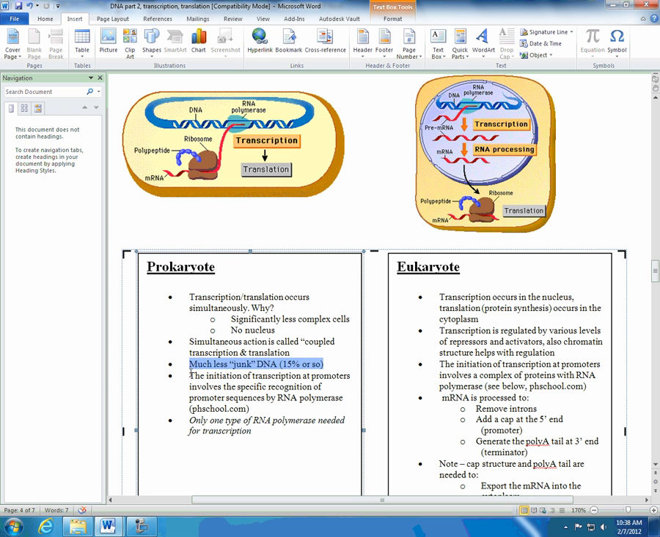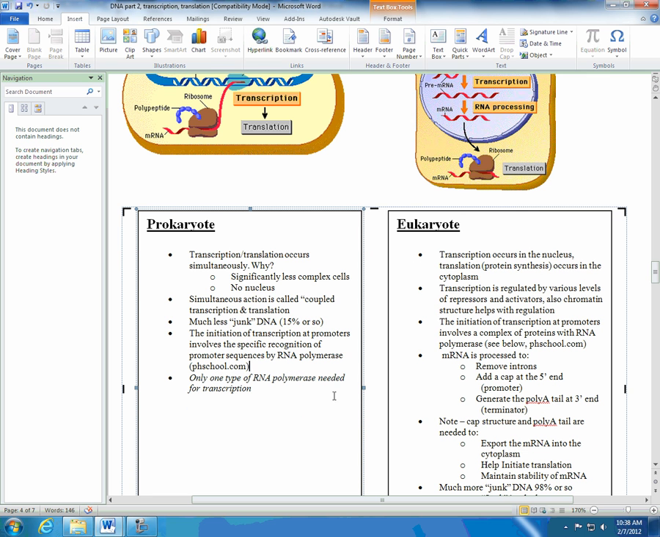One other difference with a prokaryote, the initiation of transcription at promoters involves the recognition of a promoter sequence by RNA polymerase. Okay, so basically, I want to make a protein, right? And so that means we're going to initiate transcription. So we're going to have to find a promoter. And what that means is it's going to look for a specific recognition of a promoter sequence by RNA polymerase. And that varies a little bit over here. We'll come back to that.